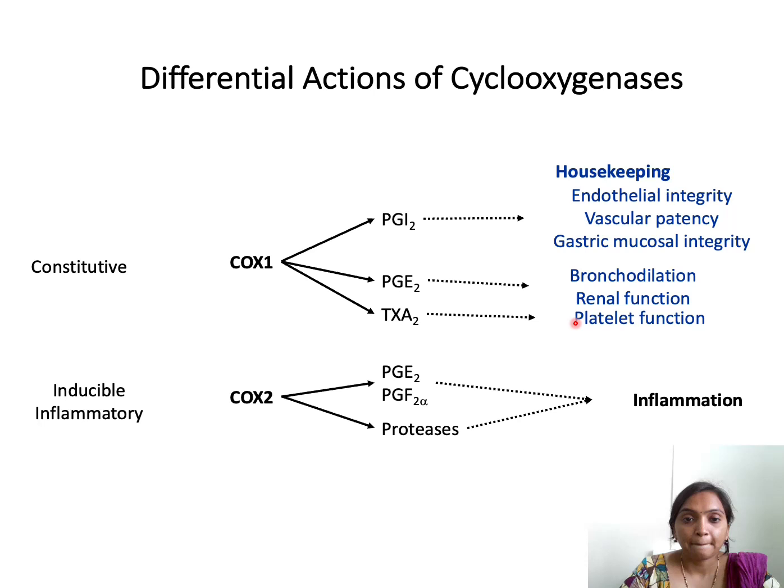Cyclooxygenase 2 is mainly inducible, and this is produced during inflammation only. So the prostaglandins which are produced are E2 and F2 alpha, and also the enzyme protease. So these are all involved in inflammation.